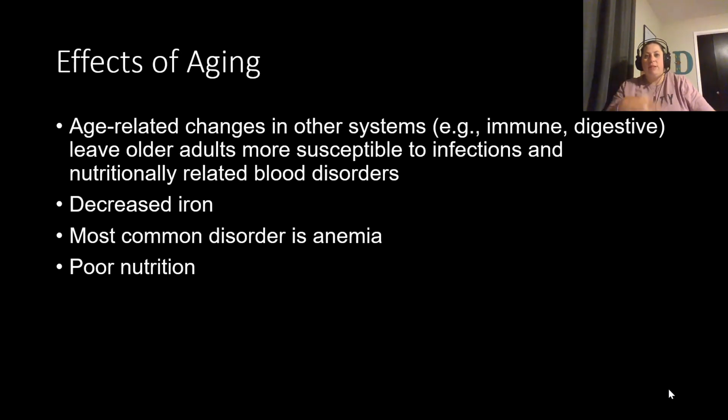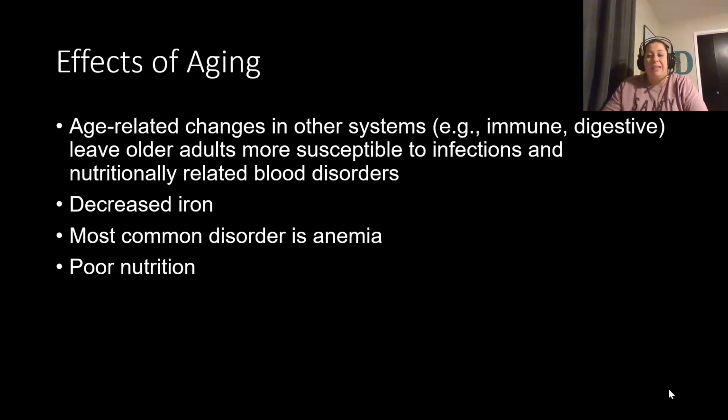Now, effects of aging. What are some effects of aging on our blood and our blood forming organs? Well, age-related changes to our other systems like our immune system, digestive system, and cardiovascular system leave older adults most susceptible to infections as well as nutritionally related blood disorders. Okay, so not getting enough nutrition like we should. Also, decreased iron in our diet could also affect our blood and cause anemia.